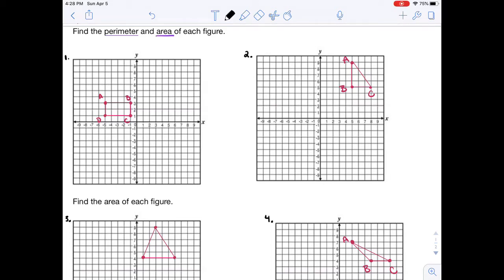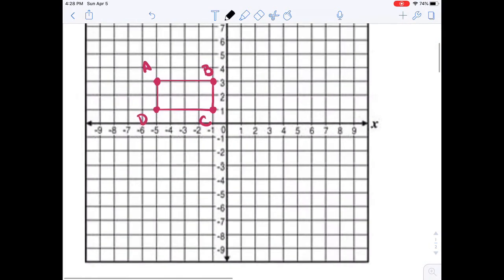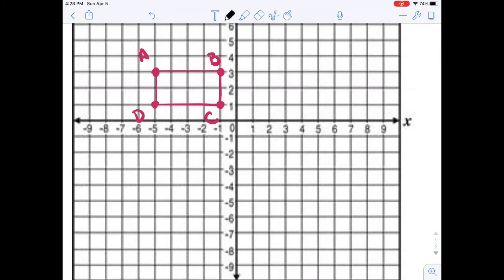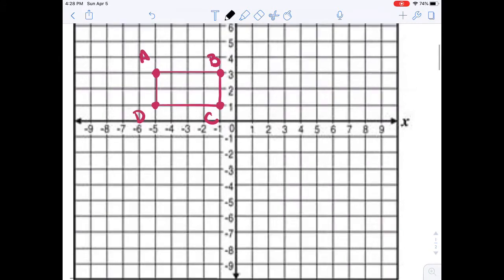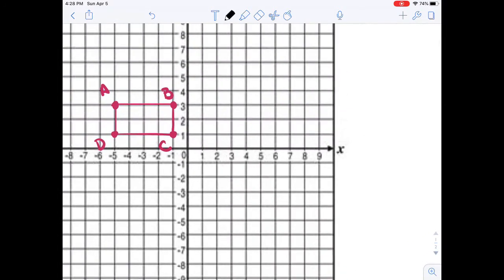Right, today we're just going to do a quick refresher on perimeter and area of figures. Number one gives me this rectangle ABCD, and we want to find the perimeter and the area. Just so you remember, the perimeter is the distance around a shape. So if I was to travel around this rectangle, how far would I have traveled?